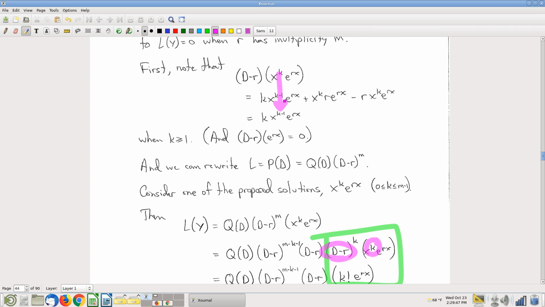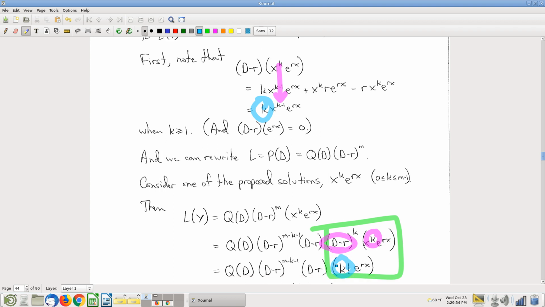Now, of course, there's also the annoyance of these extra constants that stick out. That's going to create this k factorial here. It's going to turn out that we don't actually care about that, but full confession, of course you do get that.